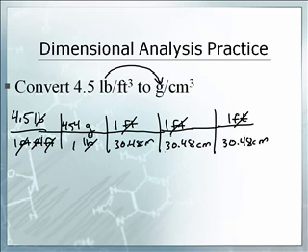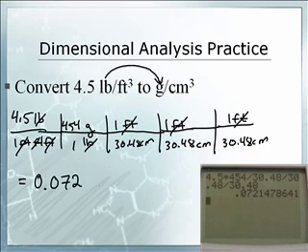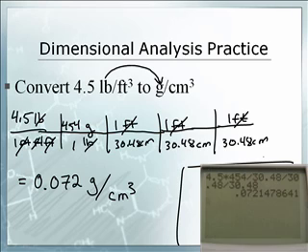So on the calculator, here we go: 4.5 times 454 divided by 30.48 three times. I bet you can figure that out. 30.48. 0.072, and that would be grams per cubic centimeter, centimeter cubed, which of course you can see in our wonderful box over here.